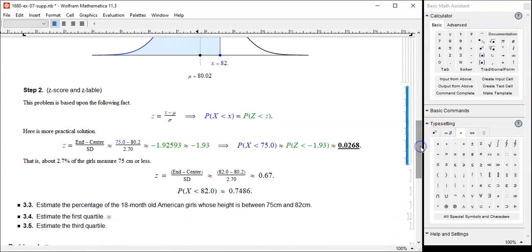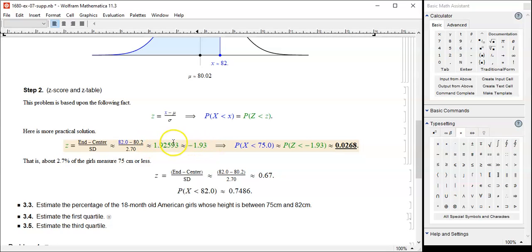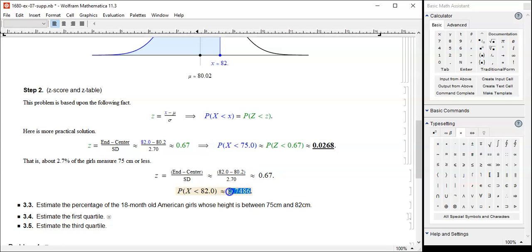So in the previous problem, this should be changed accordingly. This is 82.0, and then this should be positive 0.67, approximately speaking. Then I just look up the z table, the normal table. There you go, there's the answer.